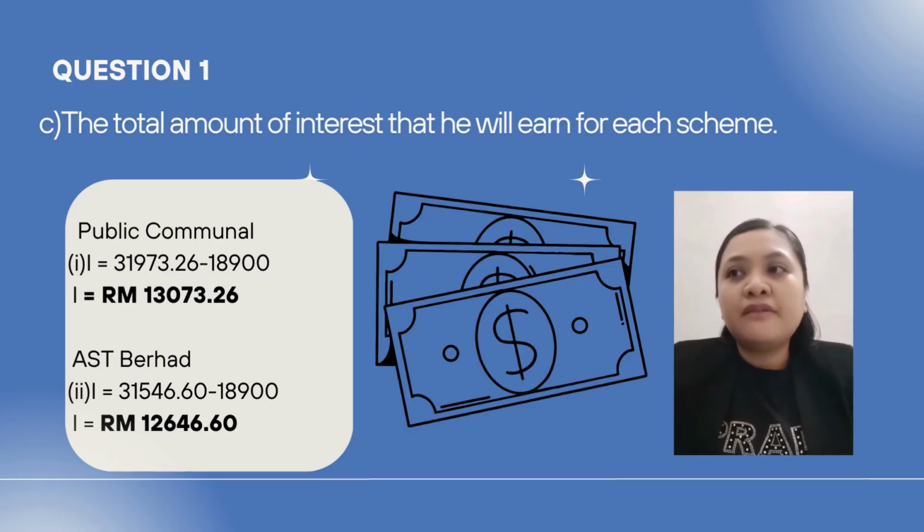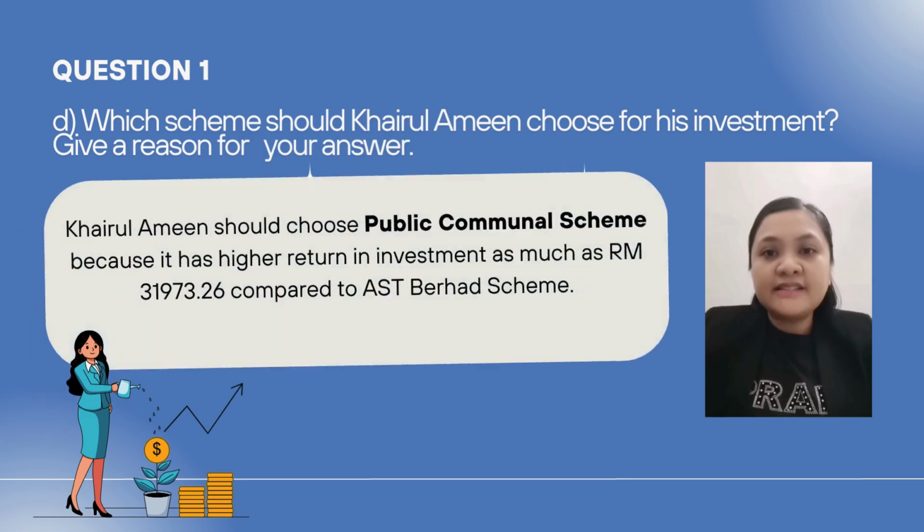Okay, now to the question C. The total amount of interest that Karo Amin will earn for each scheme. Public, after substitute amount, the interest earned is 13,073.26, and then for AST Berhad, he will earn 12,646.60. And the last is question D.